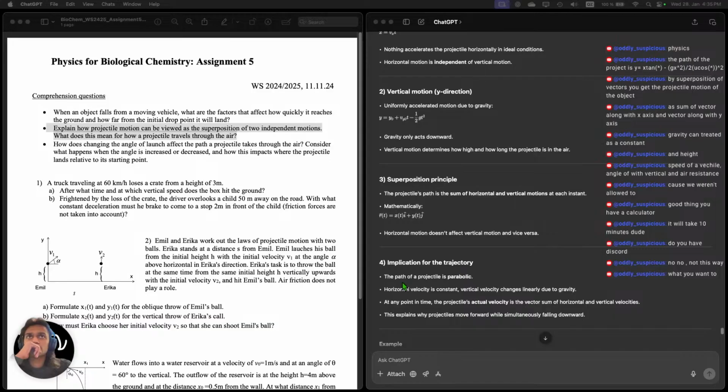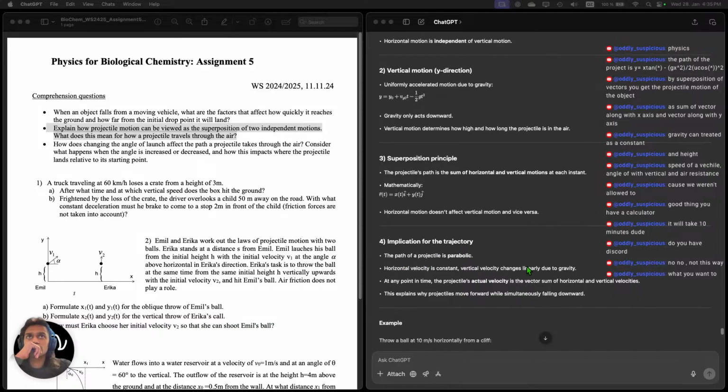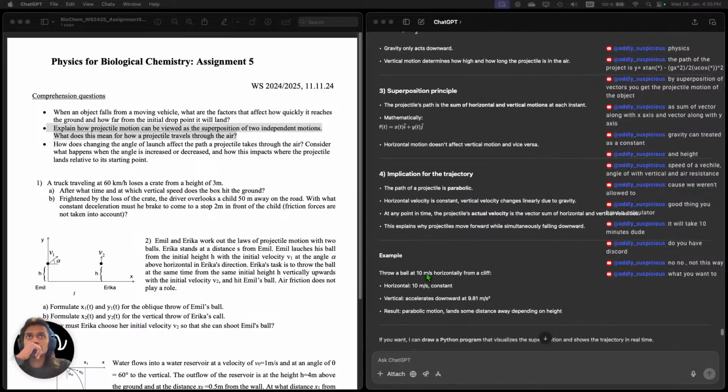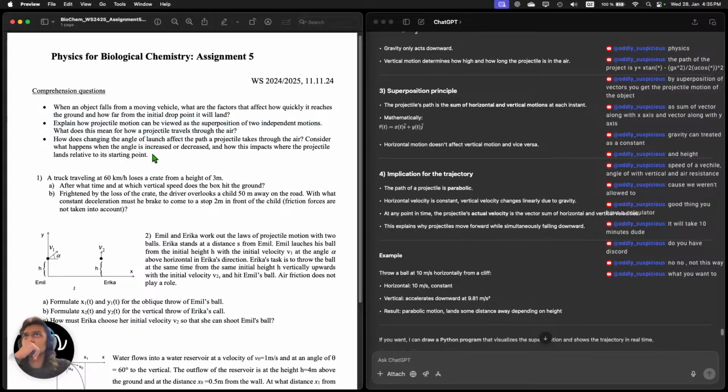Implication for trajectory. The path of the projectile is parabolic. Horizontal velocities, for example, throwing a ball. Okay, that's all normal stuff. How does changing the angle of launch affect the path the projectile takes through the air? Consider what happens when the angle is increased or decreased, and how this impacts when the projectile lands relative to its starting point.